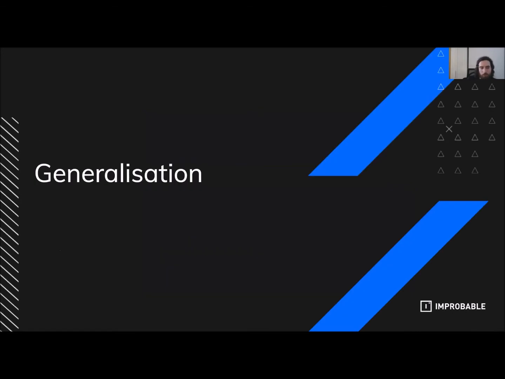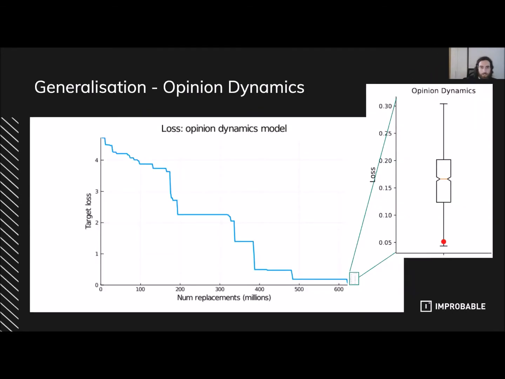So again, I mentioned a bit about generalization. This is a whole loss plot. We did an experiment where, in the training run, we only showed it one data set. The loss for this data set is marked as a red dot here. So we generated lots of other data sets using different random seeds and then calculated the loss for all of them.